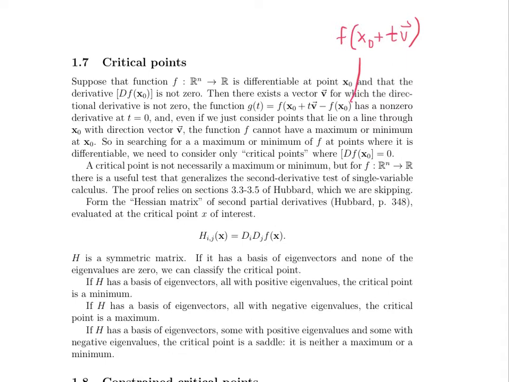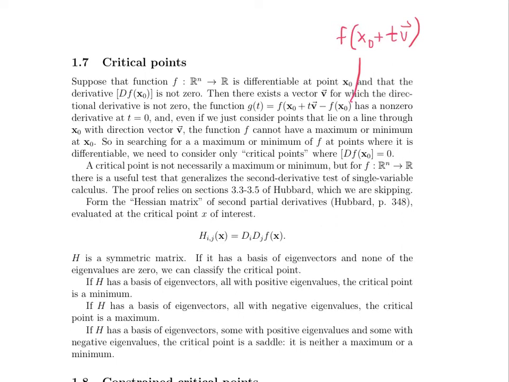Because if t equals 0, then this would just be f of x0, and we know that f of x0 has a non-zero derivative. So even if we just consider the points that lie on a line through x0 with the direction vector v, the function cannot have a maximum or a minimum at x0, right? Its derivative is not 0 there. The function is either actively increasing as we travel through that point or actively decreasing as we travel through that point.